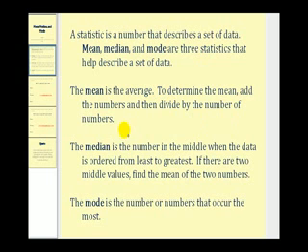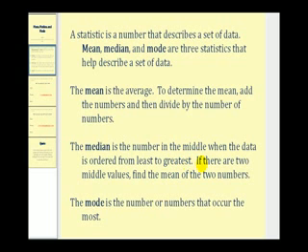The median is the number in the middle when the data is ordered from least to greatest. So to find the median, we have to order the numbers from least to greatest and then determine the number that would be in the middle, meaning half the data would be above it and half the data would be below it. And if there are two numbers in the middle, we have to find the mean of the two numbers.